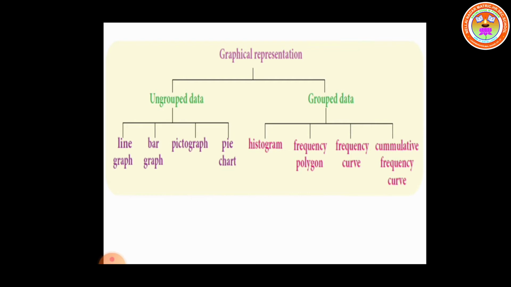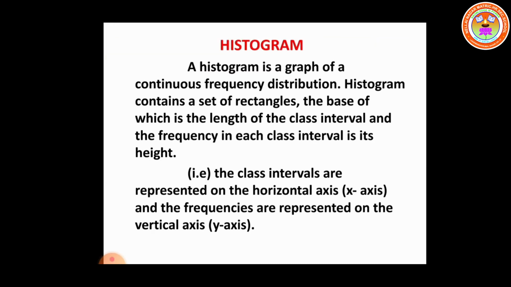In this lesson we will see grouped data graphical representations: histogram and frequency polygon. Let us see. First one, histogram. A histogram is a graph of a continuous frequency distribution. A histogram contains a set of rectangles, the base of which is the length of the class interval and the frequency in each class interval is its height.